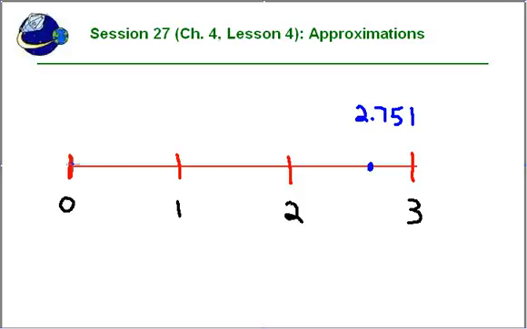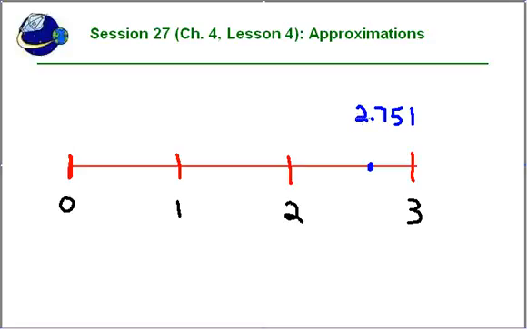Here's a very short number line. It starts at 0 and goes all the way up to 3. Here's the number that I've selected, 2.751. And here, this blue point represents the position on the number line that the number 2.751 rests upon. Question is, I want you to approximate this number to the nearest integer.